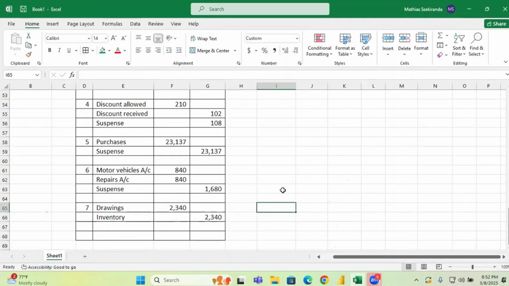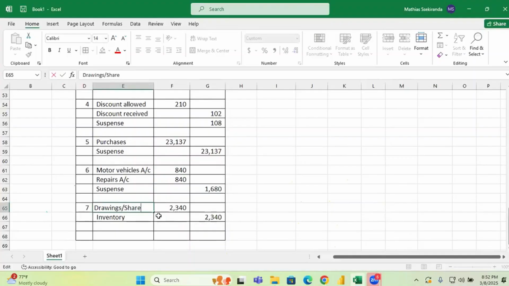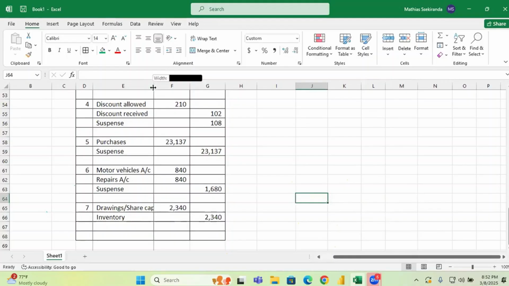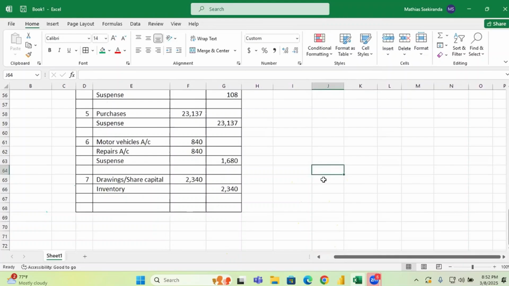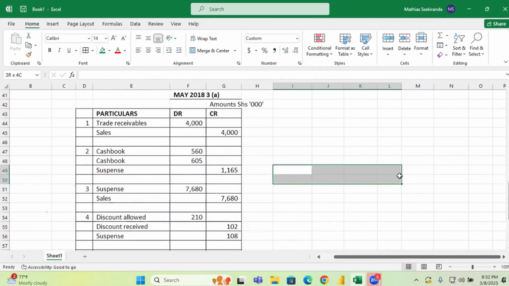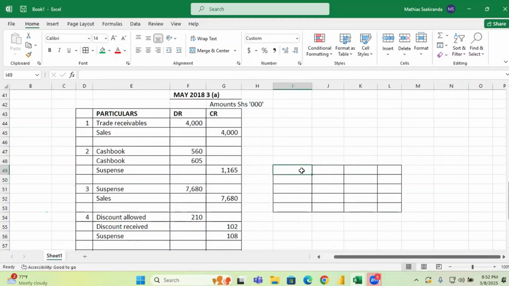At times we said debit drawings or share capital, because drawings finally affect the share capital, okay? They finally affect the share capital. So these are the journal entries they wanted us to pass, and they want us to pass the suspense account to balance it very well. So we have details, we have amount, we have details, we have amount.